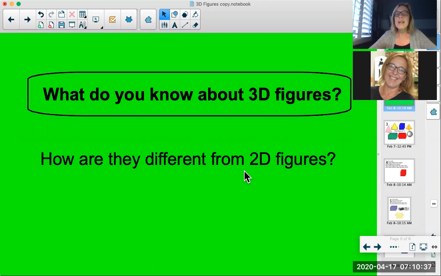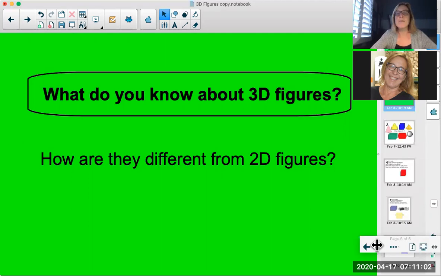When you see 3D, it means three-dimensional. When you see 2D, it means two-dimensional. So obviously a three-dimensional figure has an additional dimension to it. In two-dimensional figures, we had ways to measure lengthwise and height, right? But now we're talking about adding a third dimension, which gives it depth, okay?